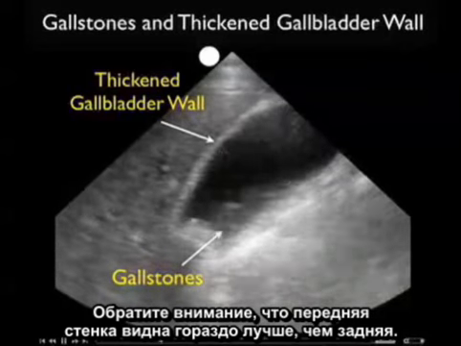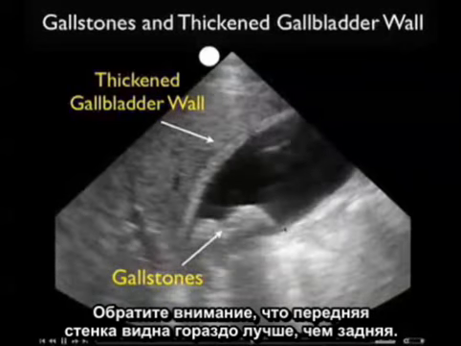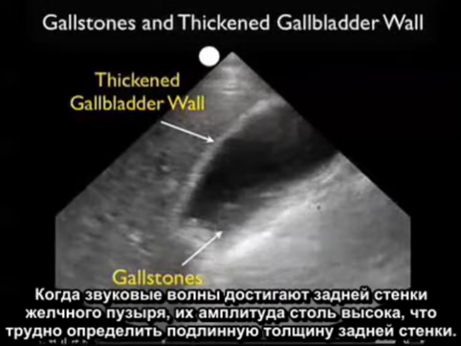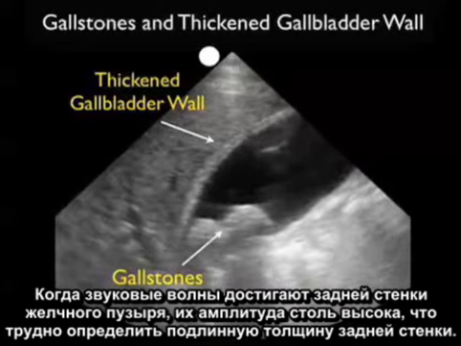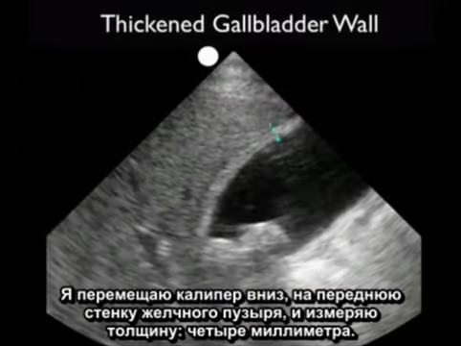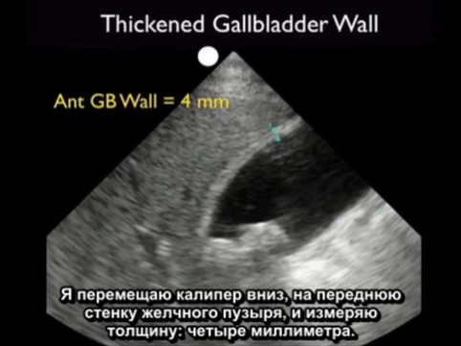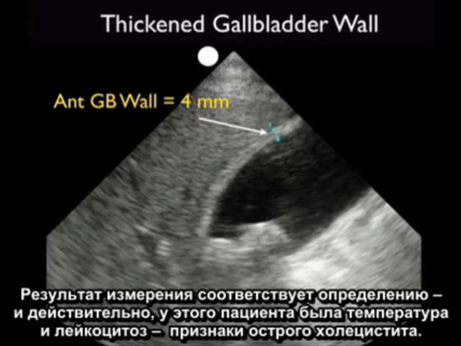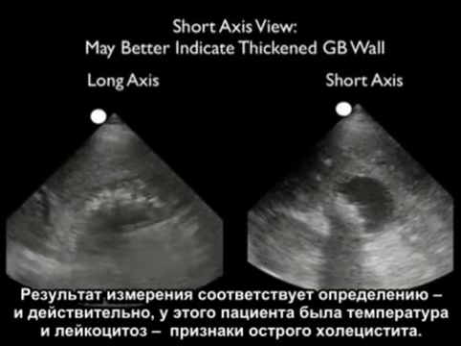Notice here that it's much easier to see the anterior wall than the posterior wall of the gallbladder, and this is because the sound waves race through the gallbladder and light up the back wall, making it difficult to get a full sense of how thick it is. Now when I put the calipers down on the anterior gallbladder wall, I get a measurement of 4 millimeters. Most authorities define a thickened gallbladder wall as greater than 3 millimeters. So this meets the definition, and in fact this patient had a fever and a white count indicative of acute cholecystitis.